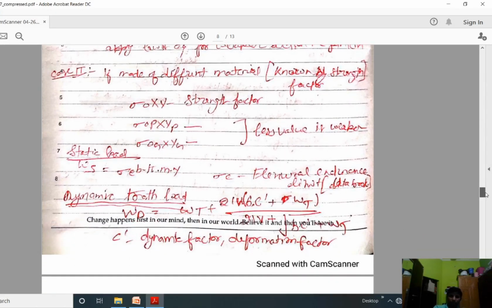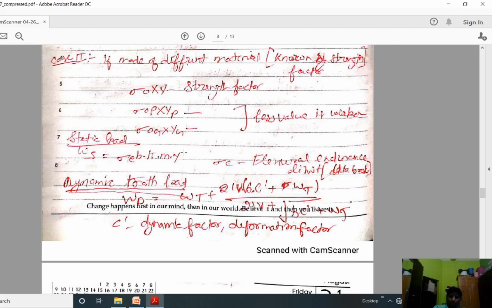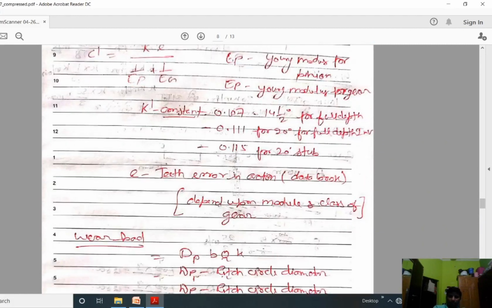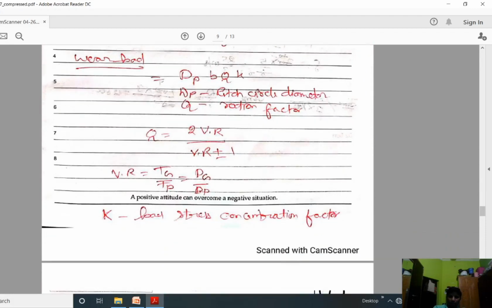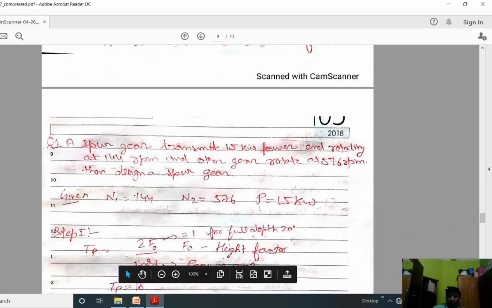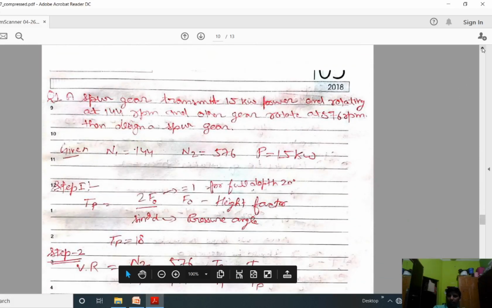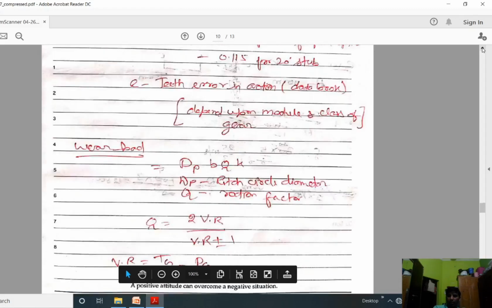Then we have to find out static load, then we have to find the dynamic load. This is the formula for static load, and this one is the formula for dynamic load. And after that, in the end, we have to find out the formula for wear load also. This is the formula for wear load, and in the end we have to check that the value of WD is less than the wear load as well as the static load.